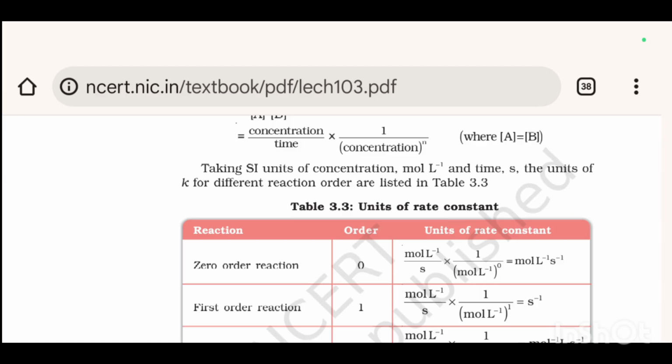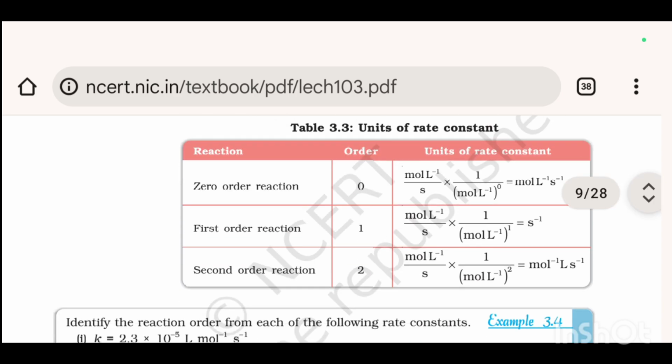For a zero order reaction, order is 0, so its unit will be mole liter inverse second inverse. And for a first order reaction, where order is 1, the unit of rate constant will be mole liter inverse per second multiplied by 1 upon mole liter inverse. So mole liter inverse and mole liter inverse will cancel out, and the unit will be second inverse. And for a second order reaction, where order is 2, the unit of rate constant is mole liter inverse per second multiplied by 1 upon mole liter inverse raised to power 2, so the unit will be mole inverse liter second inverse.